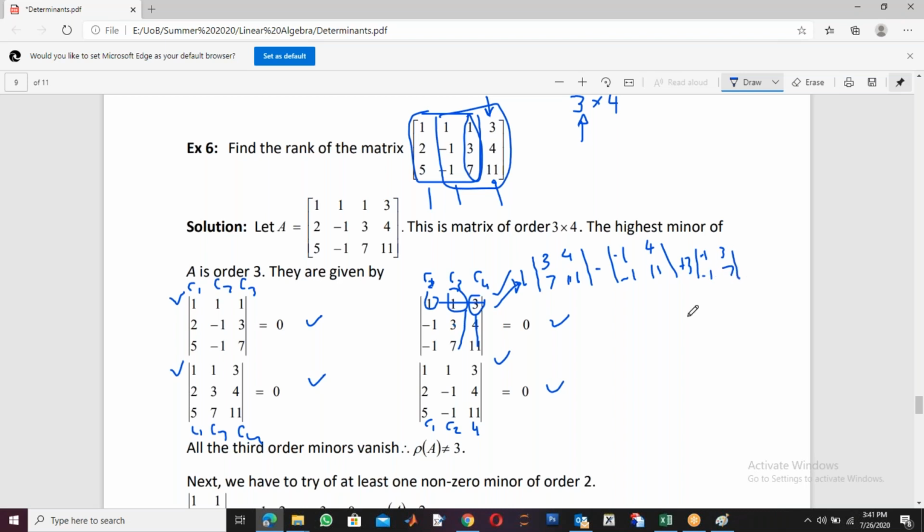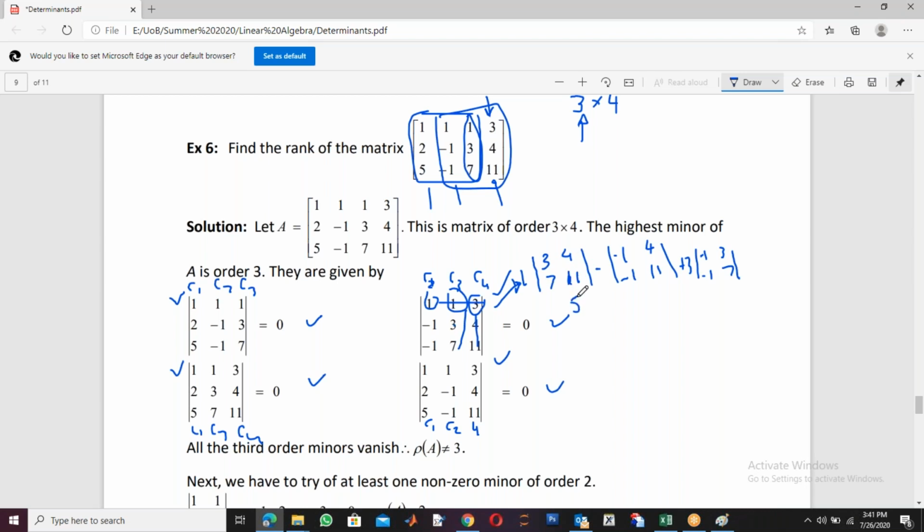So that's it. We only consider one row or one column. I consider one row, so that's enough. Now you have to do these small 2 by 2 determinants. So 11 times 3 minus 7 times 4. So 11 times 3 is 33 minus 28.